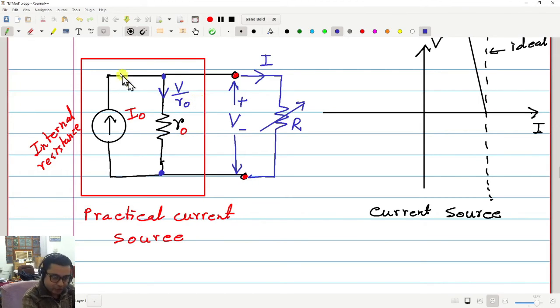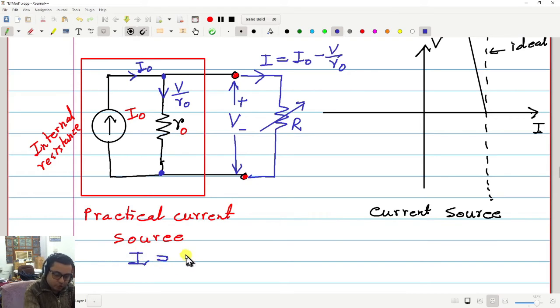Absolutely right. But this current is of course I naught, because this is an ideal source. So this is I naught, but one part of it is flowing internally, V by R naught. So how much remained outside? This is I naught minus V by R naught. So we write I is equal to I naught minus V by R naught.